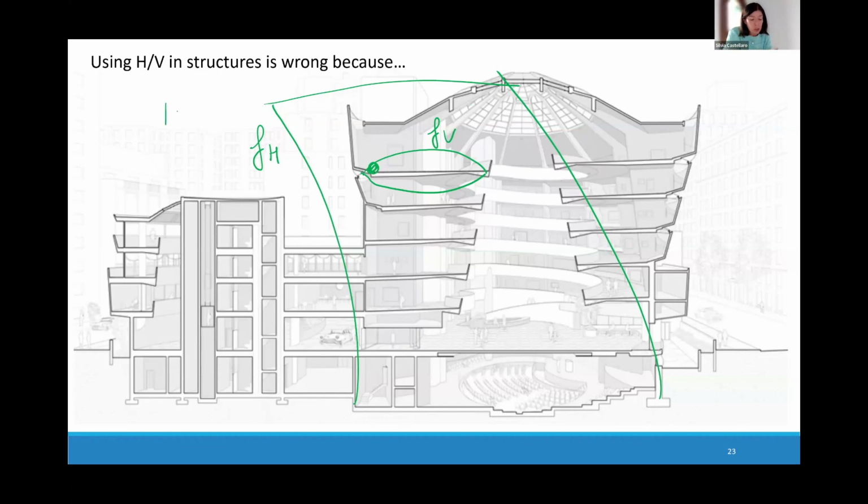And if you take HRV, you basically are mixing up things a lot. You are mixing up a horizontal behavior with a vertical behavior, which doesn't have anything to do with your structural properties. So doing HRV in structures is completely wrong in terms of engineering meaning.